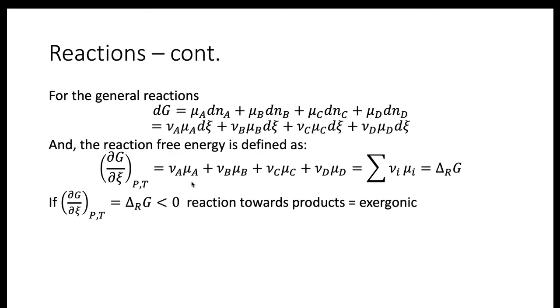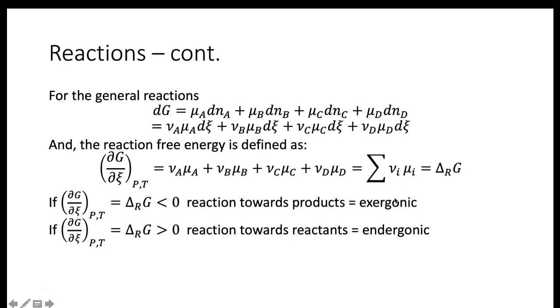So if this Gibbs free energy of reaction is less than 0, so if it's negative, that means we're moving towards products, or it's an exergonic reaction. If it's positive, we're moving towards reactants, then it's endergonic. And if the reaction Gibbs free energy is equal to 0, we're at equilibrium, and there's not going to be a change from reactants to products or vice versa.